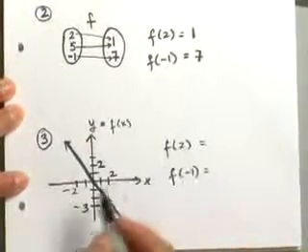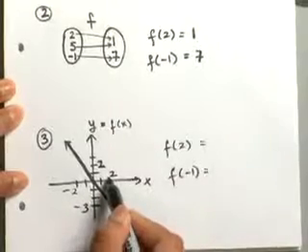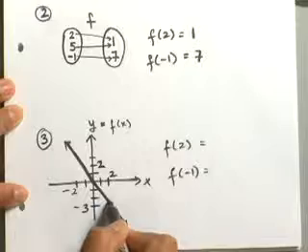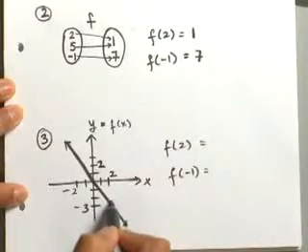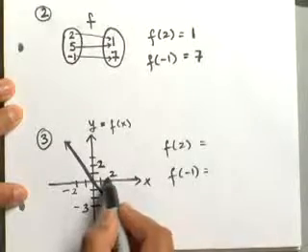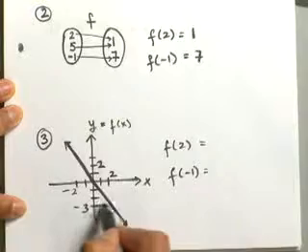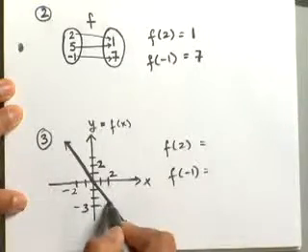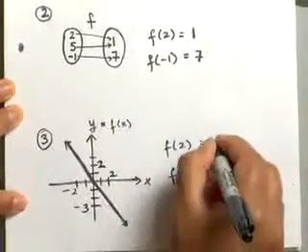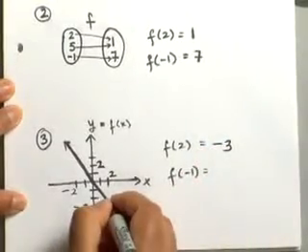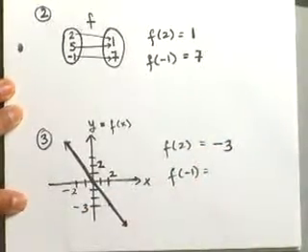So when you're talking about f of 2, you'll go on your x-axis and find 2, and then you will find the corresponding point on the graph, and then see what value of y it corresponds to. You start at your 2, find your point on the graph, and look for the y value. As you can see, when x is 2, the y value is negative 3.